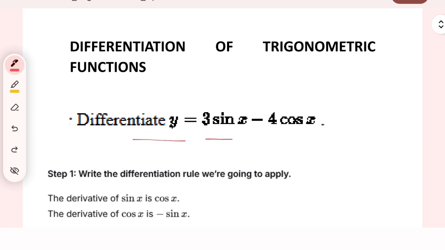All right, so this will be our first problem. Here we will differentiate y, where y is equal to 3 sine x minus 4 cosine x. So we have here some trigonometric functions. So y is equal to 3 sine x minus 4 cosine x. We need to differentiate y in terms of x.